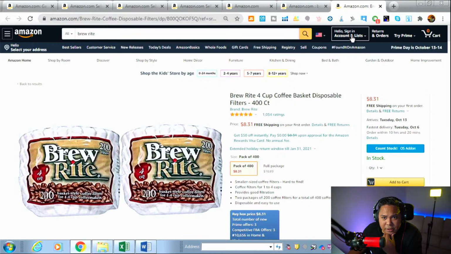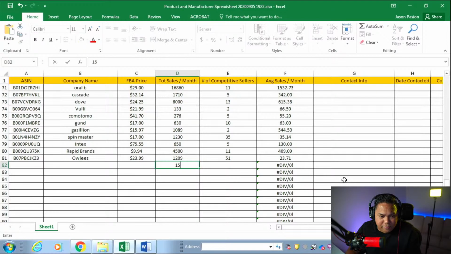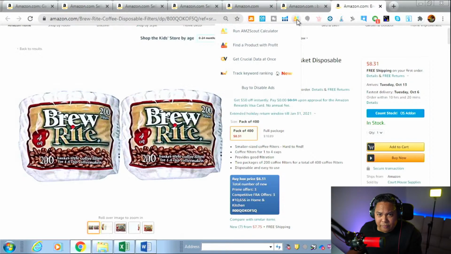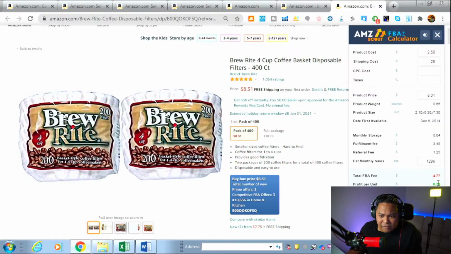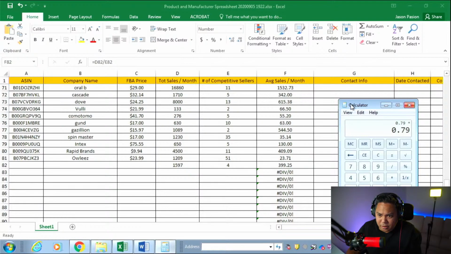How many can we sell? 1597 units. I'm just gonna mark this down. Competitive sellers, we have 4. 399. So you can take 399 and multiply it by whatever your profit per unit is. So 0.79, right? 0.79 times about 400 units. That's an extra 316 actual profit, net profit per month, right?